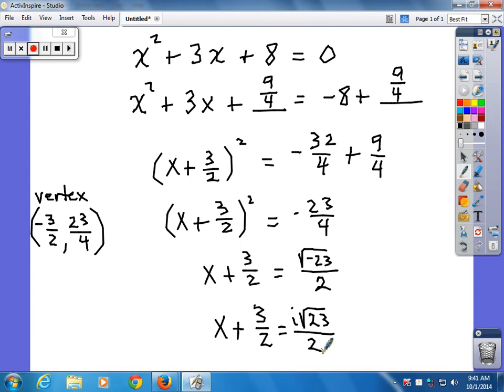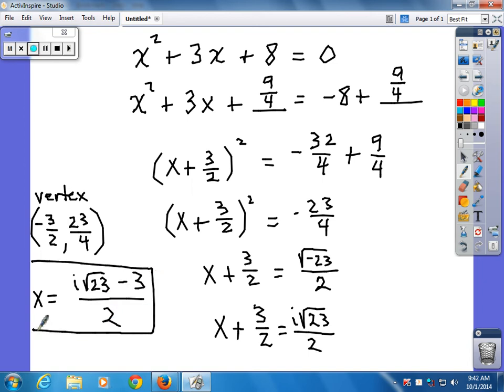And that i tells us what? No x-intercepts. So the x-intercepts are equal to i times the square root of 23 minus 3 over 2. Now the reason for putting this is just so the teacher knows that you know how to work with a negative square root. The outcome is the same. The outcome is no x-intercept. So you know you have a floating parabola.